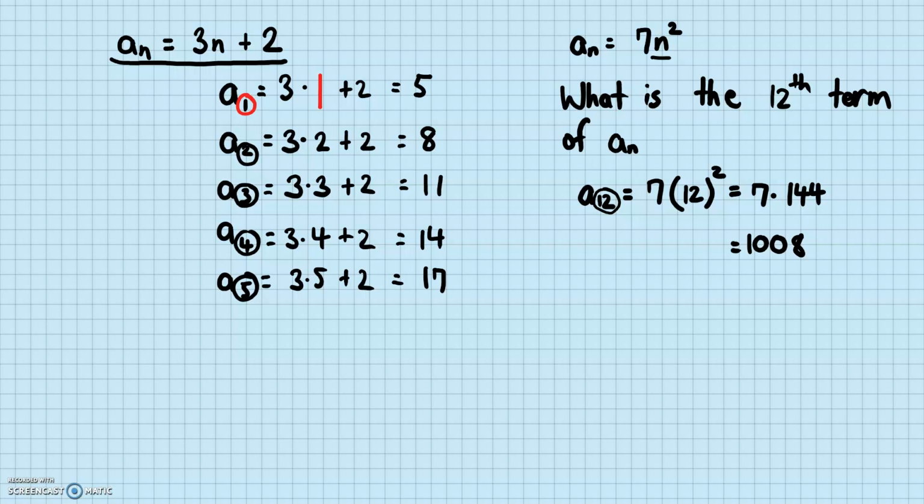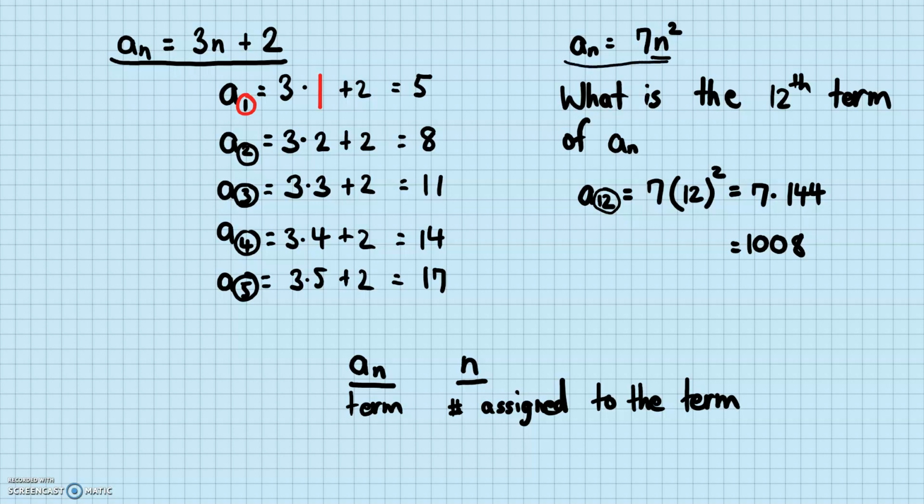So you can get the 12th term by just plugging in 12 as n. In sequences, a sub n gives you the term, and n is, how should I explain this, the number assigned to the term, I guess. So the important thing is recognizing the algorithm and using the algorithm to find the terms of the sequence.